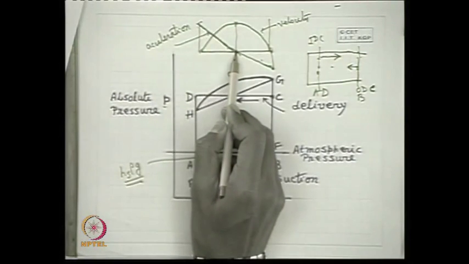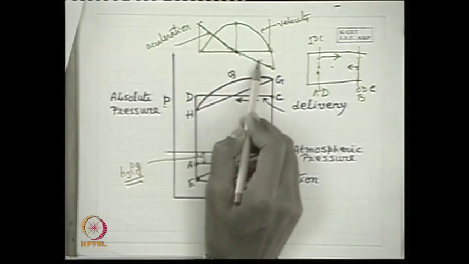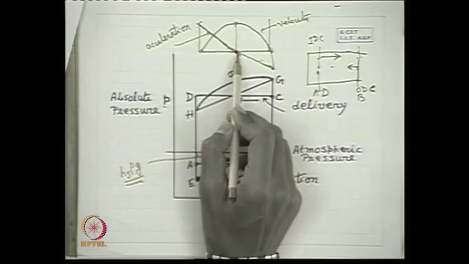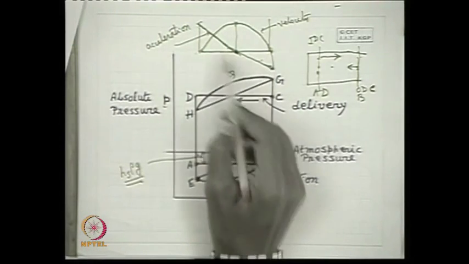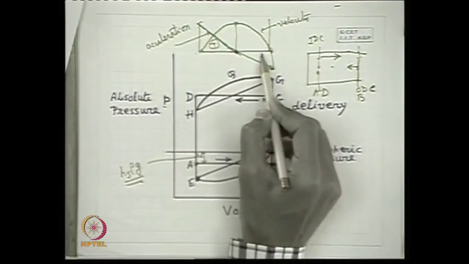It is acceleration at the first part of the stroke and deceleration in the latter part of the stroke, the two equal halves. This is the middle of the stroke under ideal assumptions. So, you consider a simple harmonic motion and the latter part is deceleration. This is positive acceleration, this is the negative acceleration.